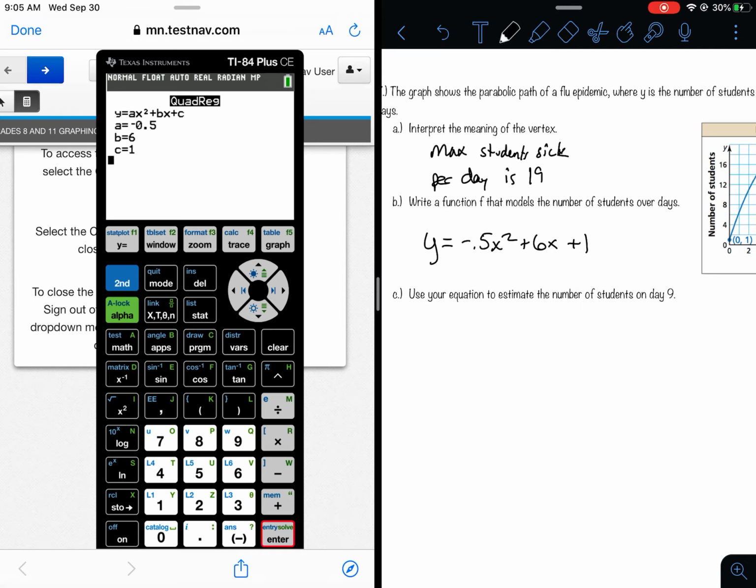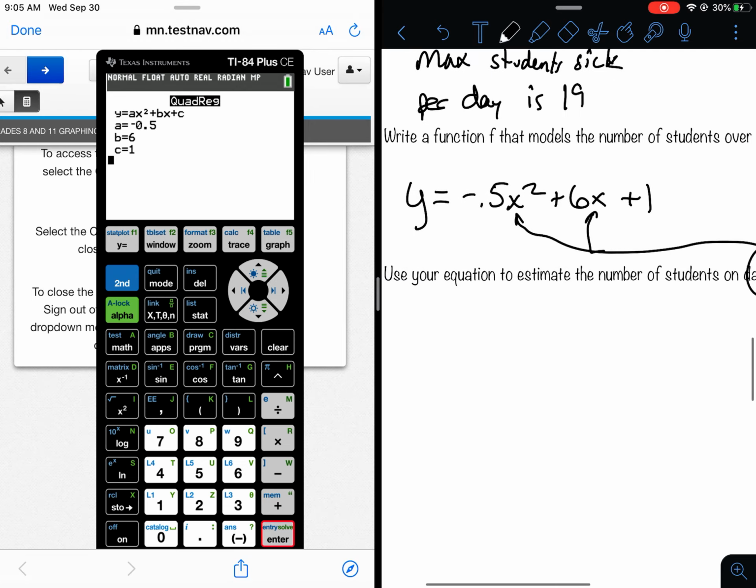Use your equation to estimate the number of students on day 9. We simply just take 9 and plug it in to these x values to find how many students were sick on day 9. Y equals negative 0.5, 9 squared, plus 6 times 9, plus 1. Why is it not writing? There you go.